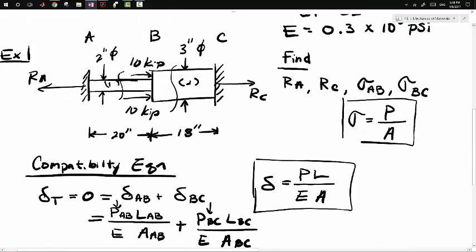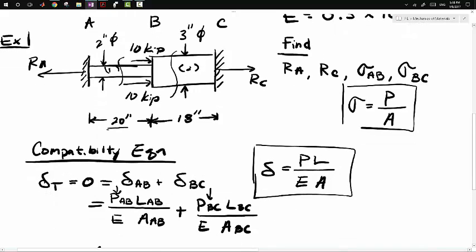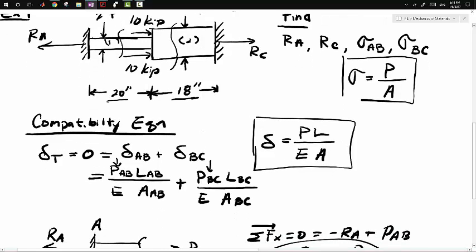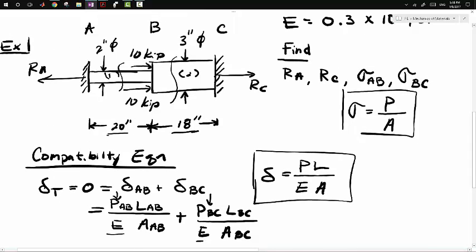The length at AB is just given as 20 inches. The length at BC is given as 18 inches. So this is the length at BC. The Young's modulus is given. Cross-sectional area of AB we can find by using the given diameters, 2 inch and 3 inch. So the cross-sectional area, since we're given diameters, it's going to be pi over 4 times the diameter squared.